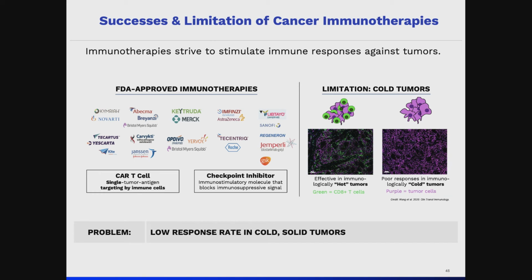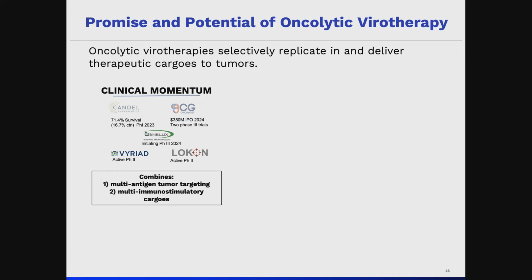And specifically, there has to be some basal level of immune surveillance within the tumor for these therapeutics to succeed. And so they work on quote-unquote hot tumors that do have some immunological presence, but in cold tumors that lack any sort of basal surveillance of the malignancy, they're not very effective. So there's a low response rate in cold solid tumors. So one promising approach to address this problem is an oncolytic virotherapy, which is a virus that has been engineered to selectively replicate in and deliver therapeutic cargoes to tumors.